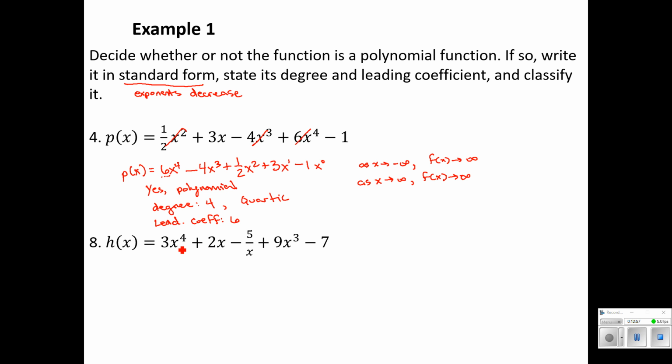All right, number 8. As I start to look at this and look at the powers, I see this weird term, negative 5 over x. Well, this is a reciprocal term, and we cannot have that if it's going to be a polynomial function. We want x to some power that is 0 or greater. So here, this is not doing it. So not a polynomial.